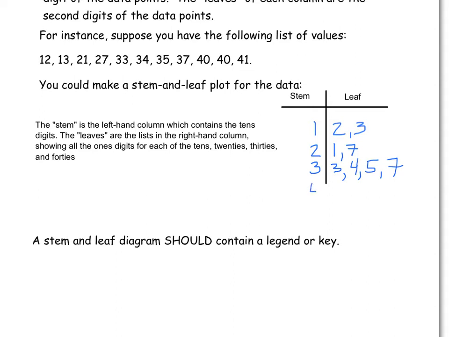Then the next number is a 40, so we have 4, I'm just going to continue my line, and a 0, so that's 40. We have another 40, and then we have 41. So that is my stem and leaf plot for the list of data that I have here.